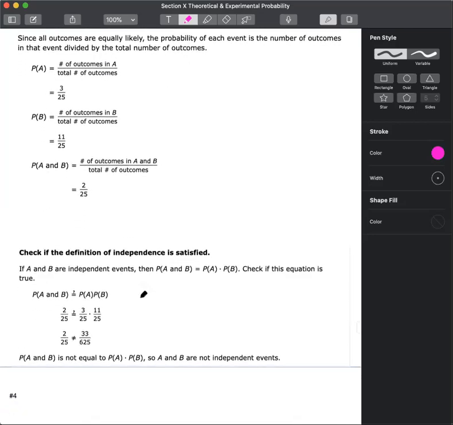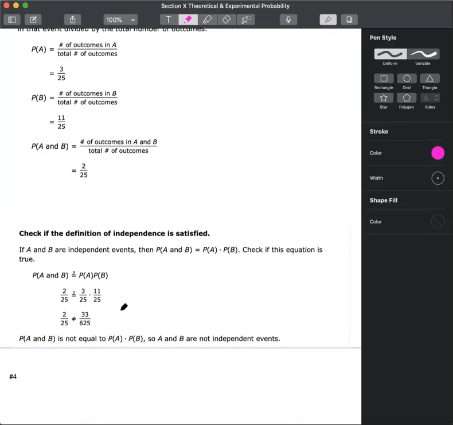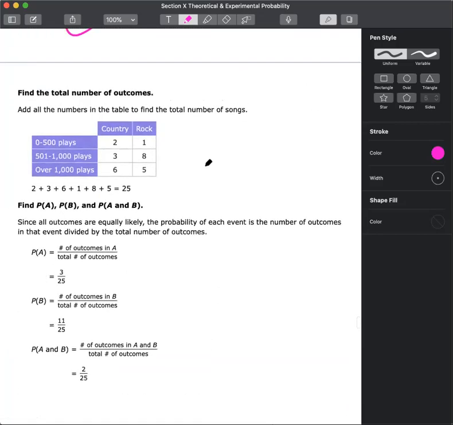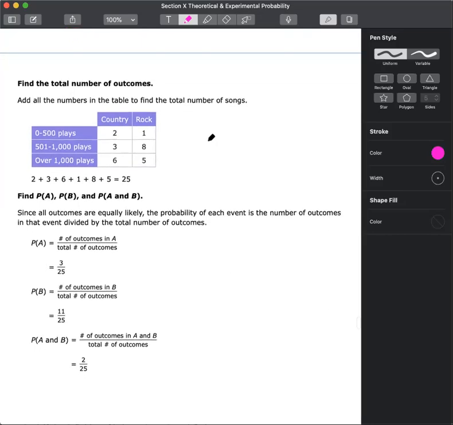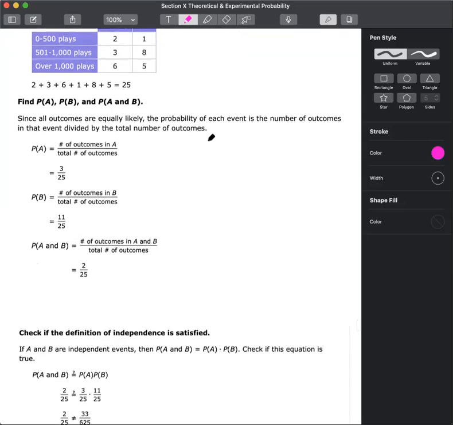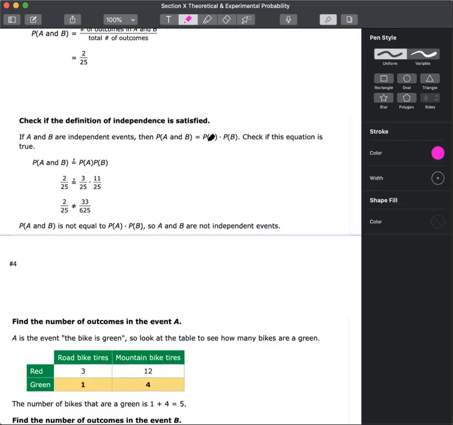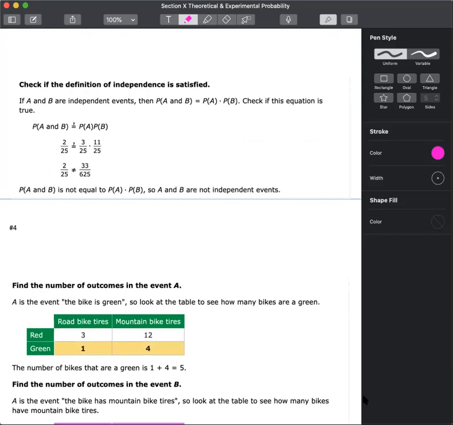So in this case, P of A and B is not equal to P of A times P of B. So A and B are not independent events. There's going to be some kind of overlap. As you can look at the table right there, they're going to share 0 to 500 plays and country right there. That number is going to be shared, so that means they're not going to be independent. They're going to be dependent.